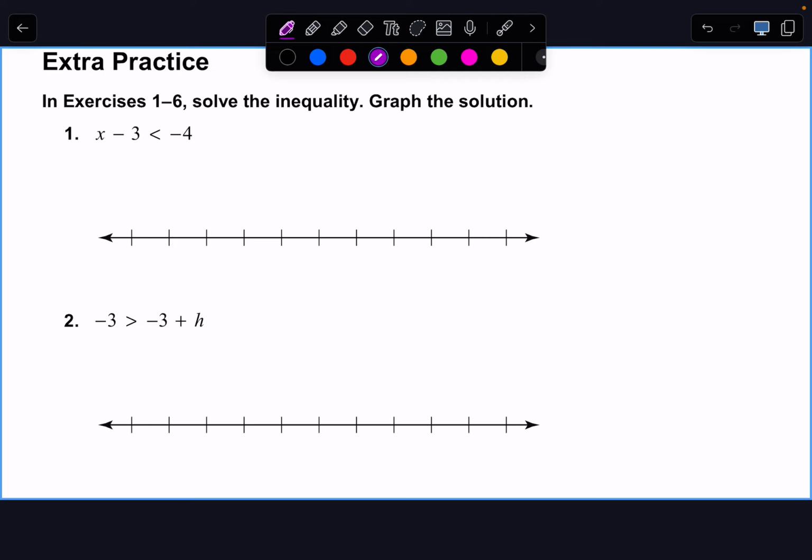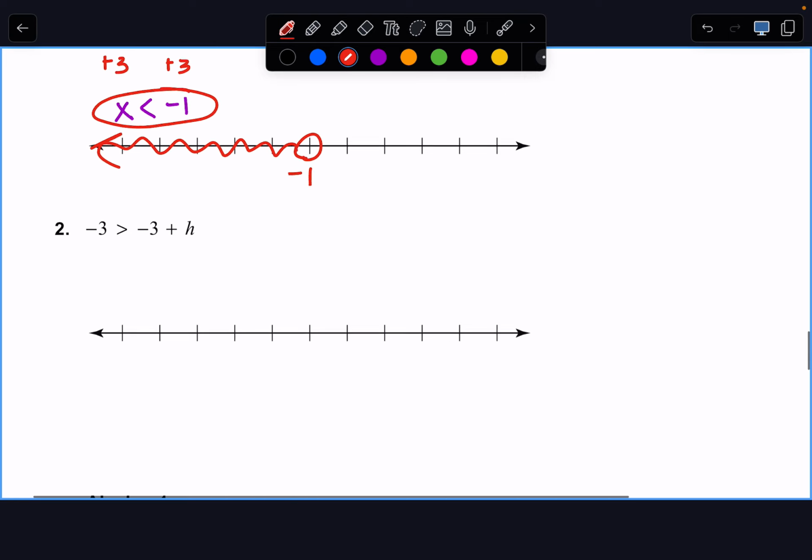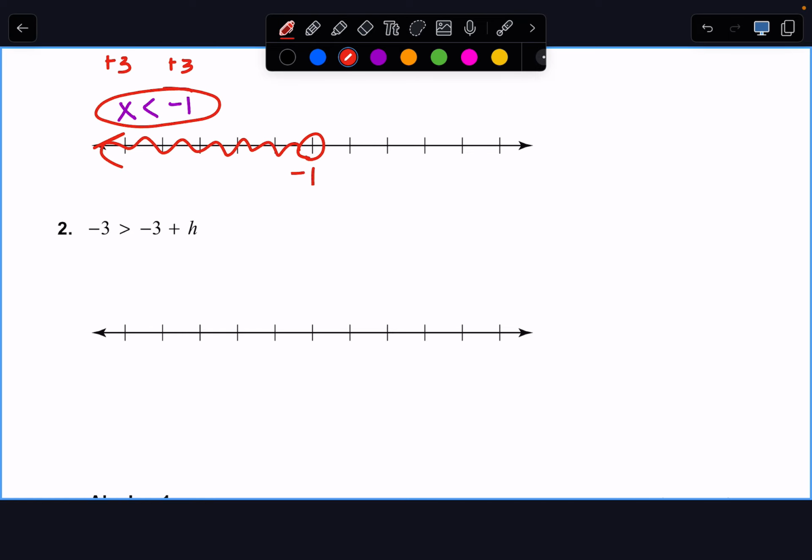All right, Camden, what did you get for number 1? Like for the graph? Or for your inequality, x is less than -1. So it seems like Camden added 3 to both sides. He got x is less than -1. So at -1, we have an open circle and we've shaded to the left. Does that look good? Okay.